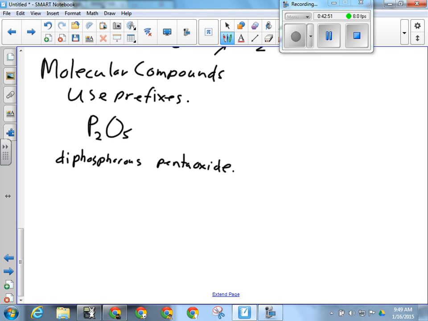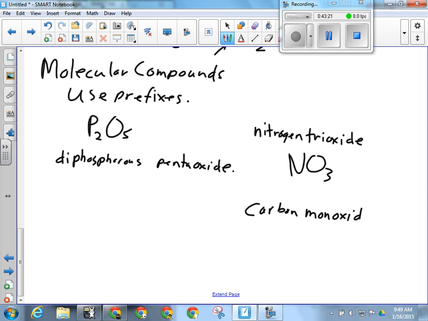Okay, going the other way, let's say I had nitrogen trioxide, that would be... Why didn't I put a mono in front of nitrogen? Because it's the first one, right? We only use mono if it's the second one, like carbon monoxide, CO. Okay, that good? All right, what else, guys?